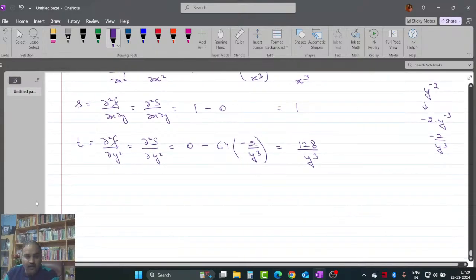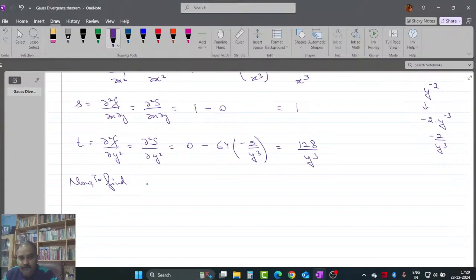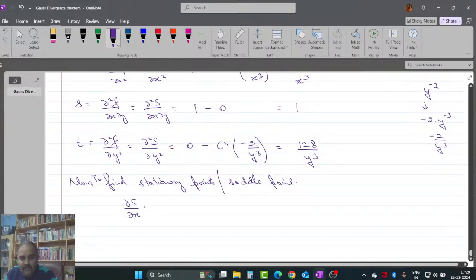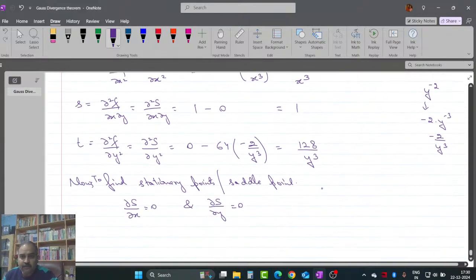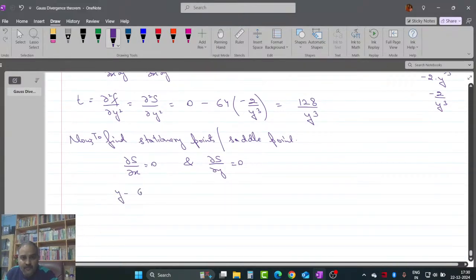Okay. Now I need to find stationary points, or we can say saddle points. What we do, we equate curly s by curly x equal to 0 and curly s by curly y equal to 0. Now what was the value of curly s by curly y? So y minus 64 over x square is equal to 0 and x minus 64 over y square is equal to 0. These are the two equations.